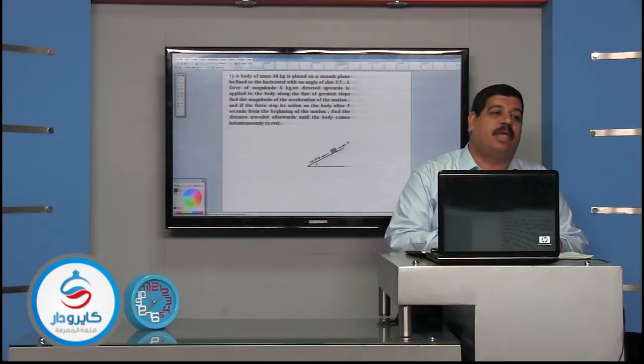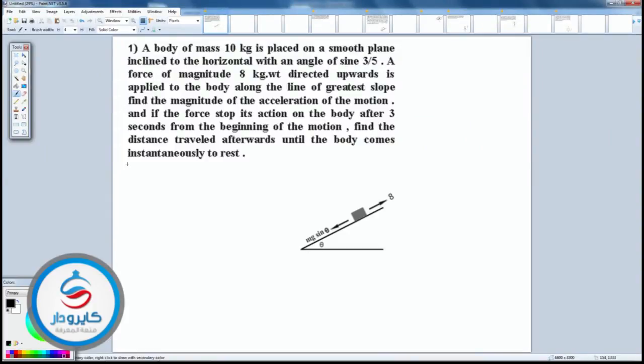Question number 1. A body of mass 10 kg is placed on a smooth plane, inclined to the horizontal with an angle of sine 3/5. A force of magnitude 8 kg weight directed upwards is applied to the body along the line of greatest slope. Find the magnitude of the acceleration of the motion, and if the force stops its action on the body after 3 seconds from the beginning of the motion, find the distance traveled afterwards until the body comes instantaneously to rest.